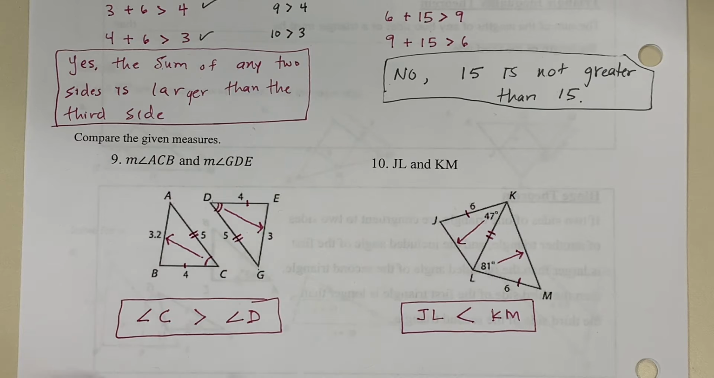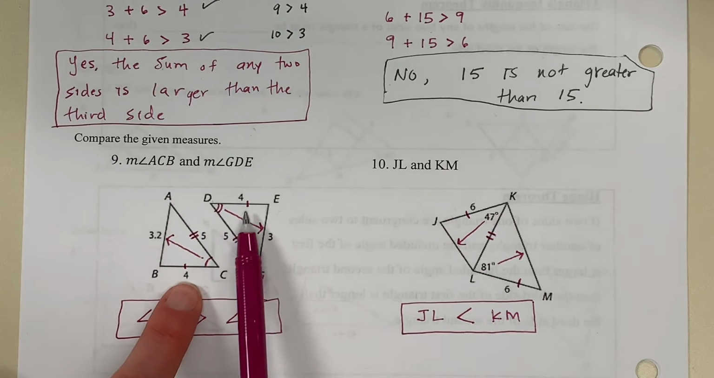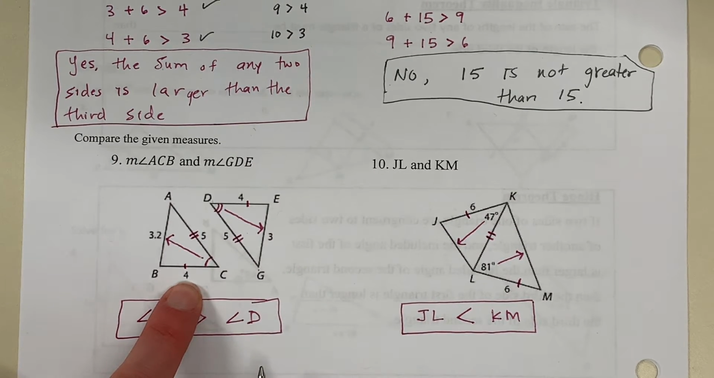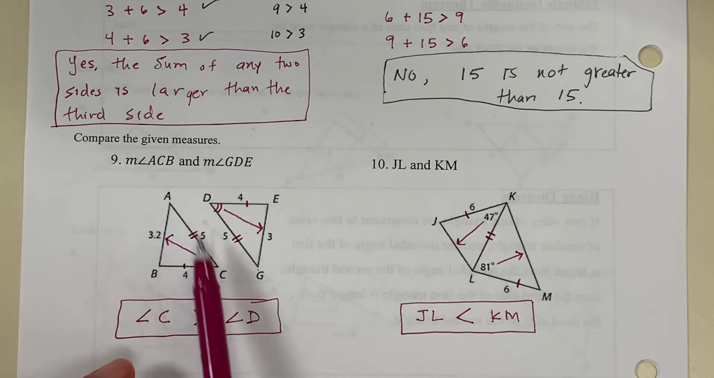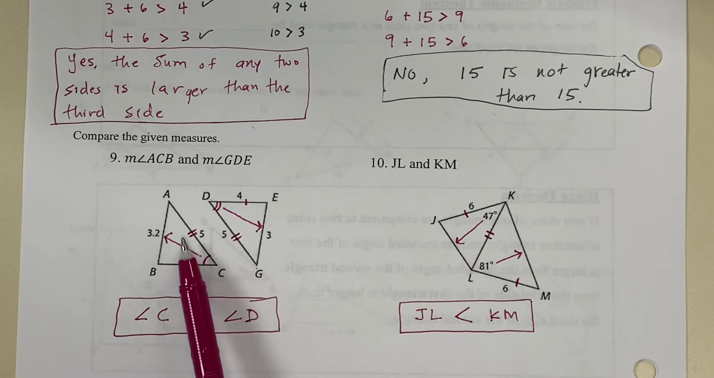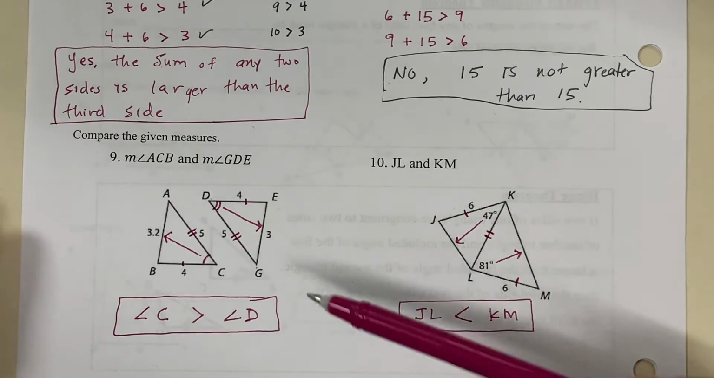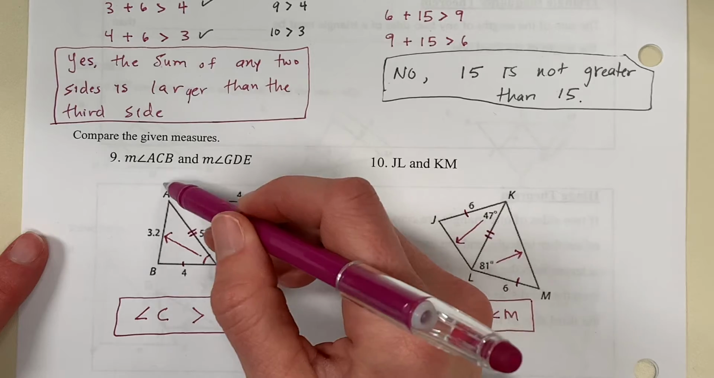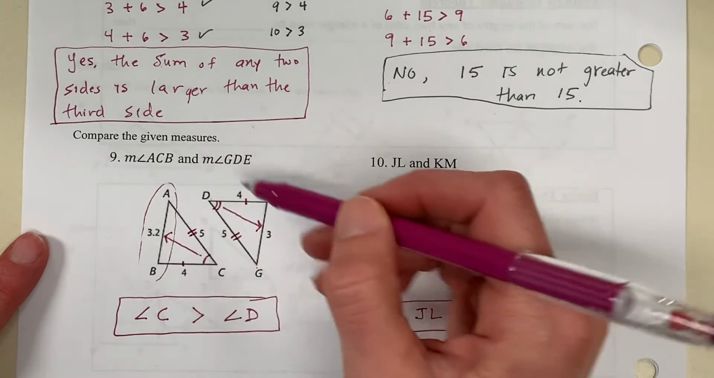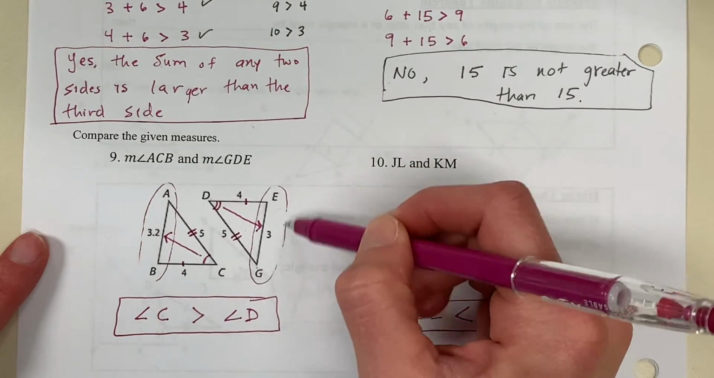Now, what do I notice in my picture? Side BC and side DE both have a length of 4. They're congruent. And side AC and side DG both have a length of 5. Those two sides are congruent. So what's happening is I am going to be looking at the third side, AB and GE.